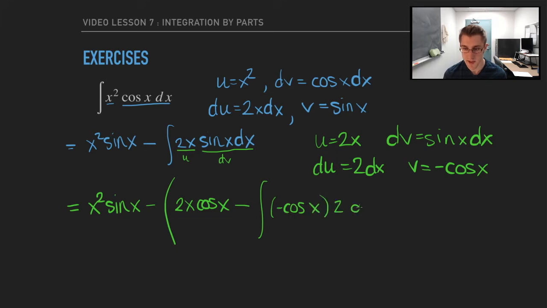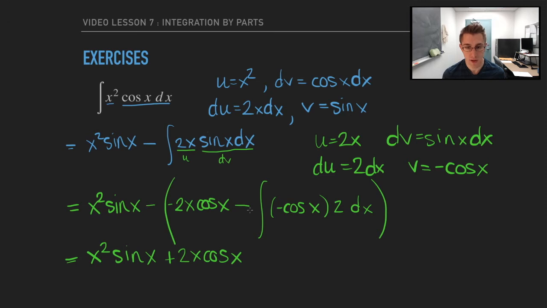Du is 2 times dx. So this is just now an antiderivative of 2 times, well, it's twice the antiderivative of cosine x, which I know how to do just off the top of my head, so I can write down the final answer. I have x squared sine x. Oh, I dropped a minus sign, didn't I? Yeah, this should be u times v, which is, remember, minus cosine x. So this should be plus 2x cosine x.